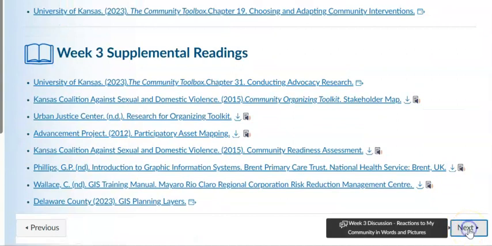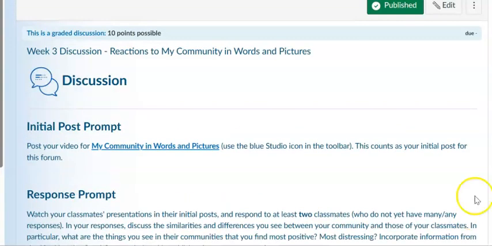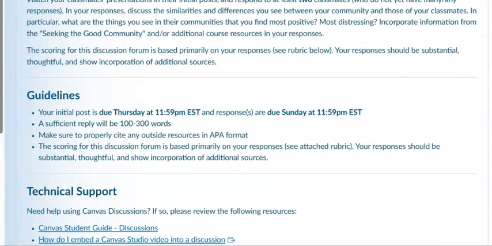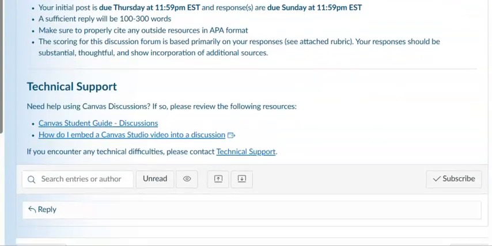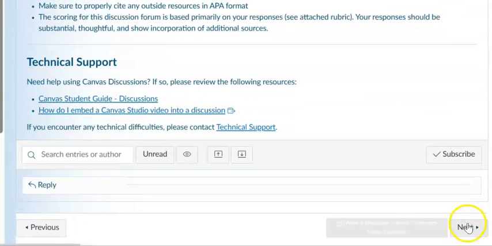So let's look at the first one. The first one is, hopefully you've already posted your My Community in Words and Pictures, which is the assignment from week 2. And so you will post that. It serves as your initial post, and you will respond to the assignment posted by one of your classmates. And that's due by Thursday with your response due by Sunday.